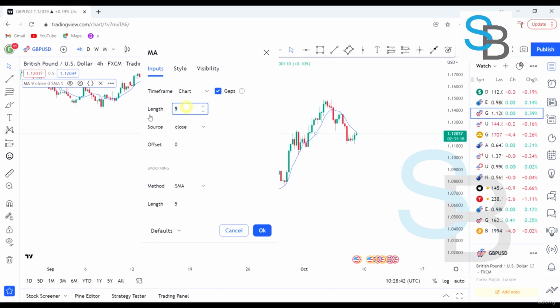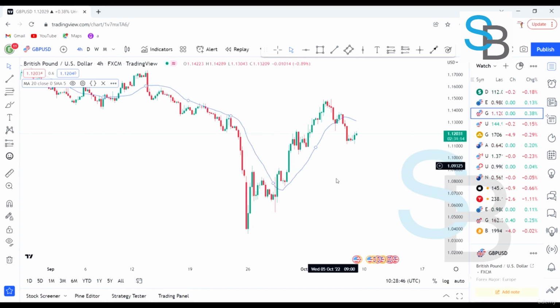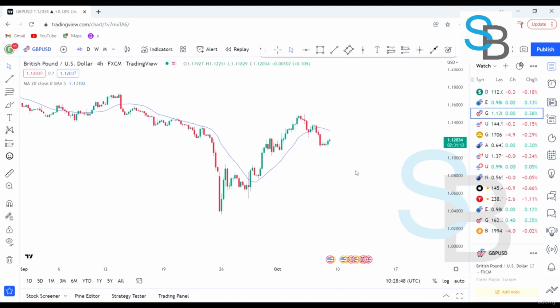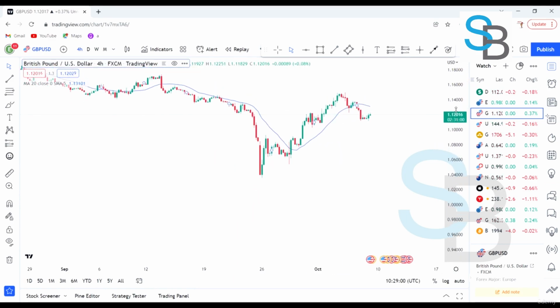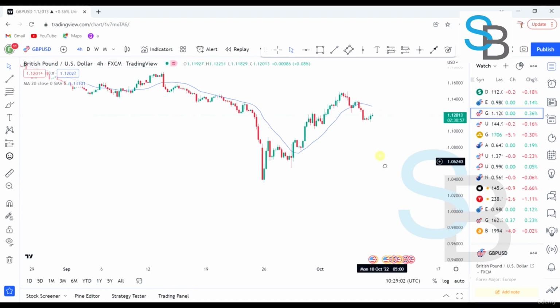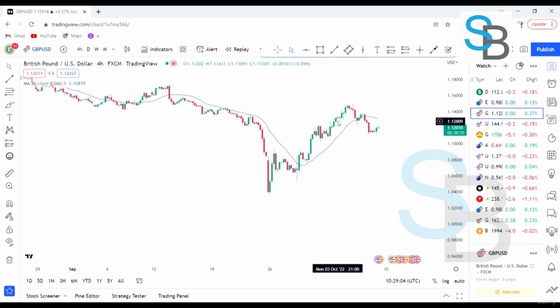So let's just make this 20 period. Now, after making it 20 period, we see that it then becomes smoother. It then goes a little bit away from the chart. That's because we've chosen a higher period. So we are kind of looking at a bigger perspective of the trend. The smaller the period, the easier it reacts with the price.